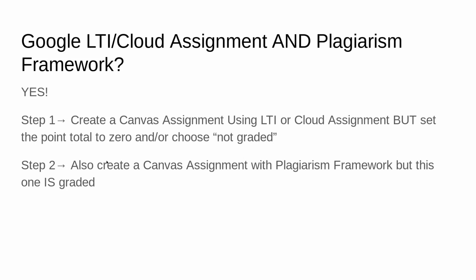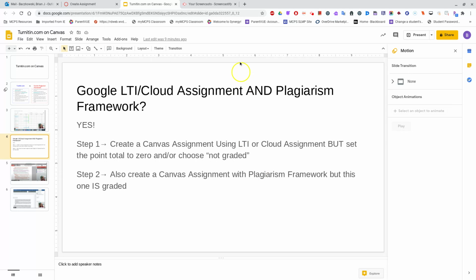Then you will have a separate assignment under your course, and you're going to create that Canvas assignment, but this one you are going to grade, and you're going to set up the plagiarism framework. And then it'll be basically 2 separate assignments, one that's not graded, one that is graded, and then you'll get hopefully the best of both worlds doing it. But let me show you first how you would do that as a teacher.